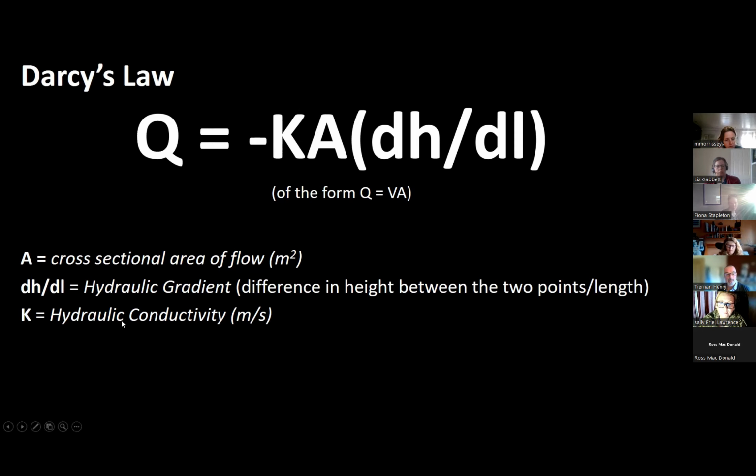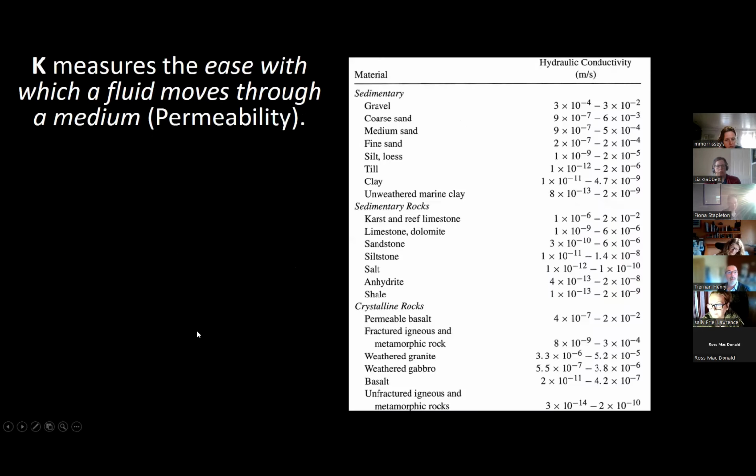So the K is what's called hydraulic conductivity. And the definition of it is, it measures the ease with which a fluid passes through a medium. In other words, it measures the ease with which water will pass through the ground. It is synonymous with permeability. So technically, people will talk about permeability or hydraulic conductivity, and they mean the same thing. So when we talk about how permeable something is, we're essentially meaning how quickly or not water can move through it, which is completely different from porosity. We won't talk about that.